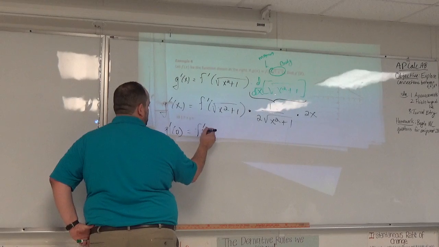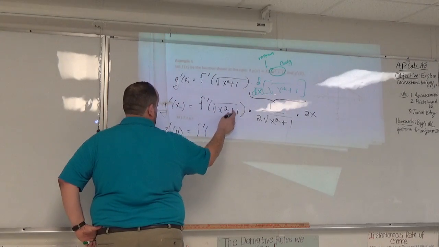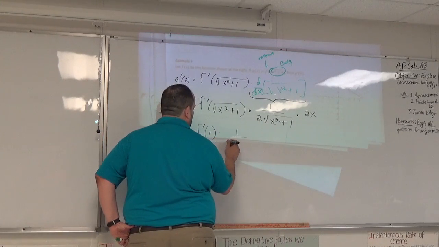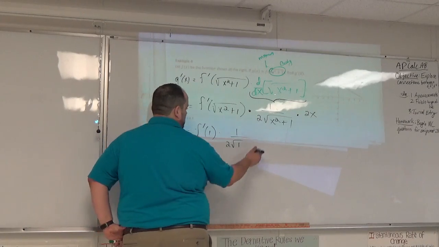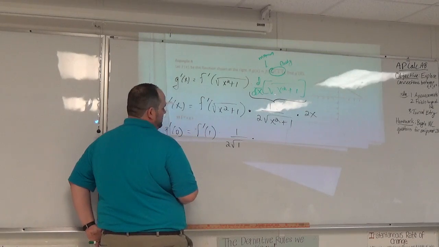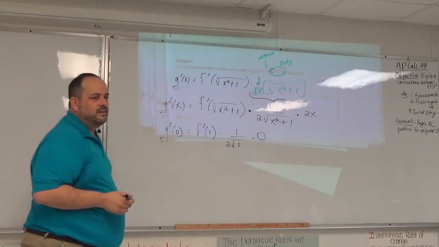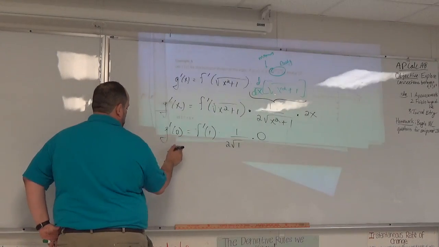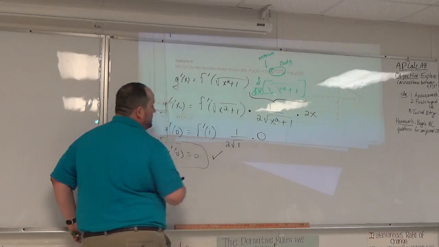G prime of 0 is f prime of 0 squared plus 1, which is 1, so f prime of 1. 1 over 2 square roots of 1 times 0. So the final answer? 0. G prime of 0 is 0. Nice job.